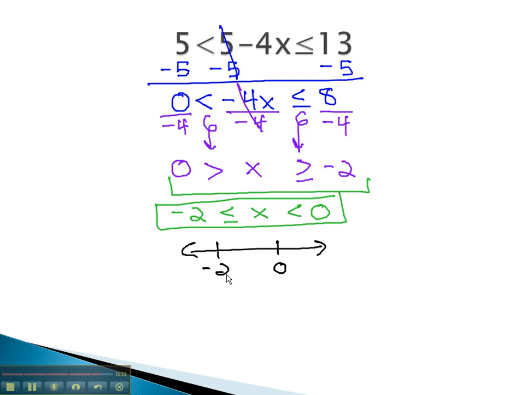At negative 2, we see we will need a closed dot to represent the or equal to. At 0, an open dot. Connecting them, we'll finish the graph. In interval notation, we're going from negative 2 to 0. Square bracket at negative 2, and a curved bracket at 0, reflecting the graph. Any number between negative 2 and 0 will make the tripartite inequality a true statement.